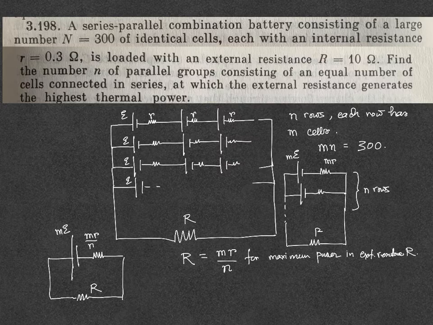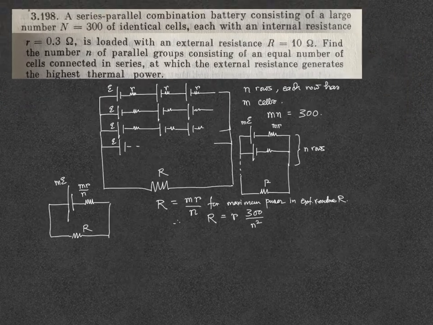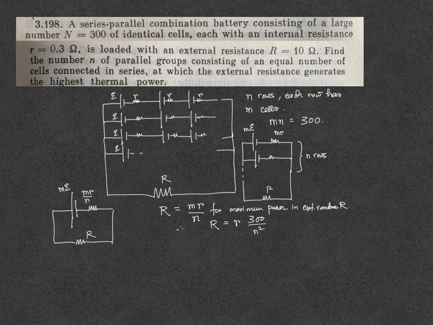So substitute, so m into n is equal to 300, right? So m is equal to 300 by n. So I can write capital R is equal to small r into 300 by n square. So now you put the value of capital R, or say this n square is equal to 300 into small r divided by capital R.